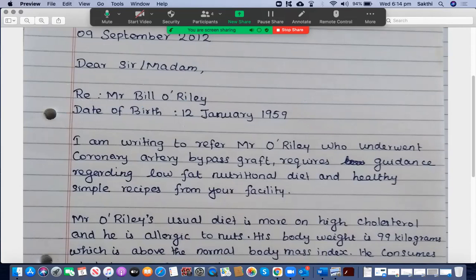But after that, whatever you have written is incorrect. Requires guidance regarding low-fat nutritional diet. That's wrong. So what you should have done is, let's say, this one, this command request. That's wrong. The problem is the way we need to write it down.